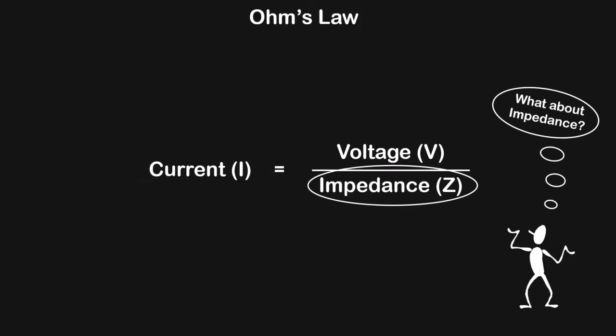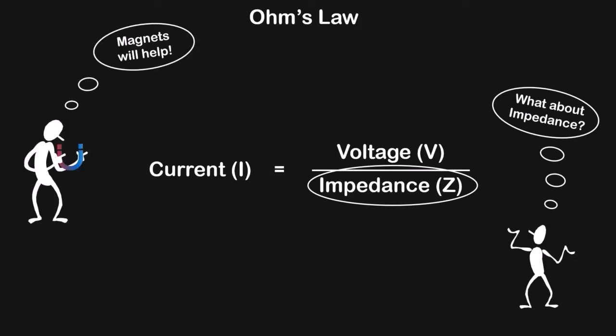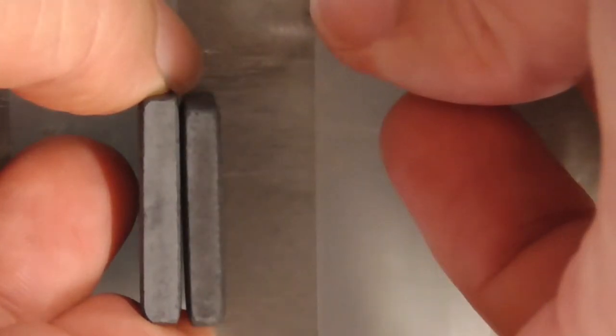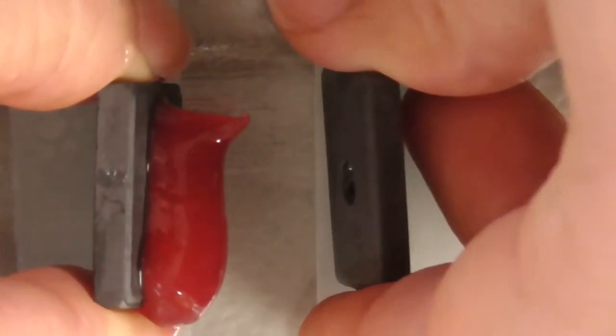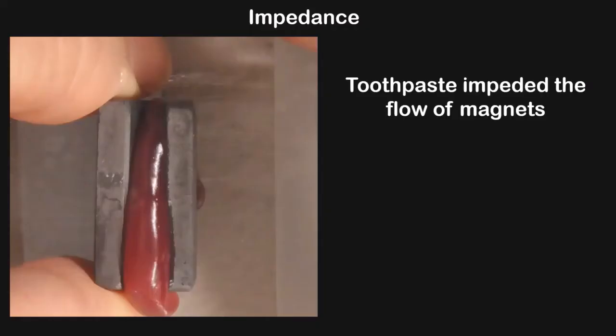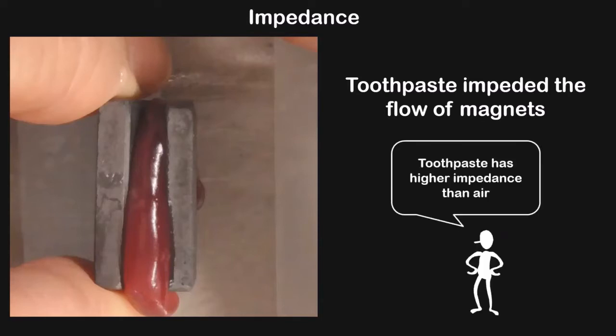But what about impedance? Once again, magnets will help us understand. For this simulation, the magnets flow easily through the air. But what if we place toothpaste between the magnets? It's a little harder for the magnets to move as quickly. As the magnets come together, displacing the toothpaste is not as easy as displacing the air. The toothpaste clearly impeded the movement or the flow of the magnets coming back together. We could say that regarding the flow of magnets back together, the toothpaste has higher impedance than does air.